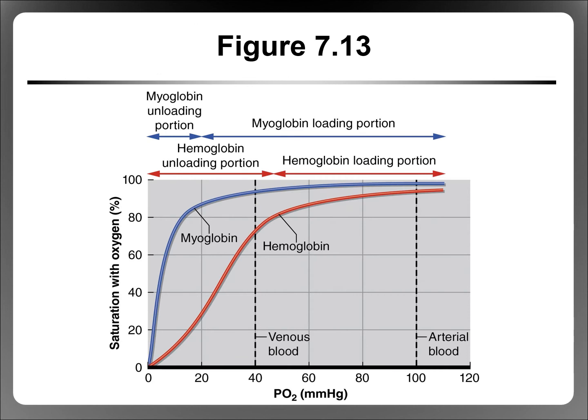So as we can see here, this is a comparison between hemoglobin and myoglobin. Hemoglobin kind of has this very gentle S shape to it. Myoglobin, though, is a very stark kind of boomerang shape. Myoglobin does not want to let go of oxygen until it absolutely has to.